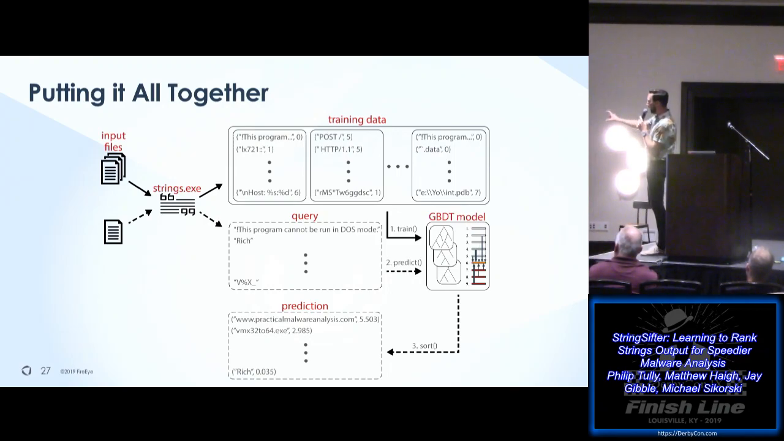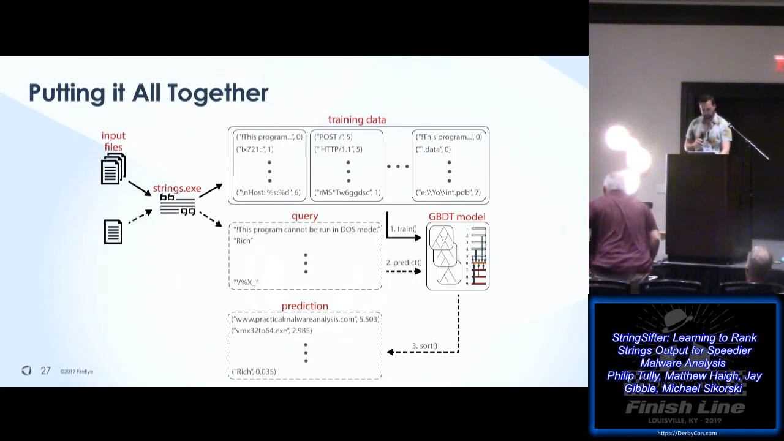And so we have our training data that we use to build our model with. And then we take the query and make predictions from that trained model. And finally, you have our prediction. And so after a sorting step with those scores, you can get back this stack-ranked list of strings. And the goal here, again, is to make the malware analyst's life much easier. And so I'll hand it off to Jay.